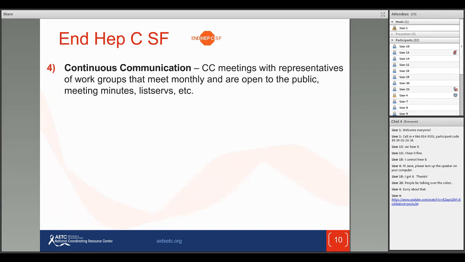So they have the continuous communication. I mentioned the 3 work groups, which are open to the public, which is ideal because we want to engage the community from the onset. And then these representatives from the work group do sit on the coordinating committee. And then the minutes, the listservs. I encourage you to Google End Hep C San Francisco. You'll see they have online blogs, success stories. They're a clearinghouse of resources, and you can really see the scope and the magnitude of the work that they do and the sectors that they're involved with.